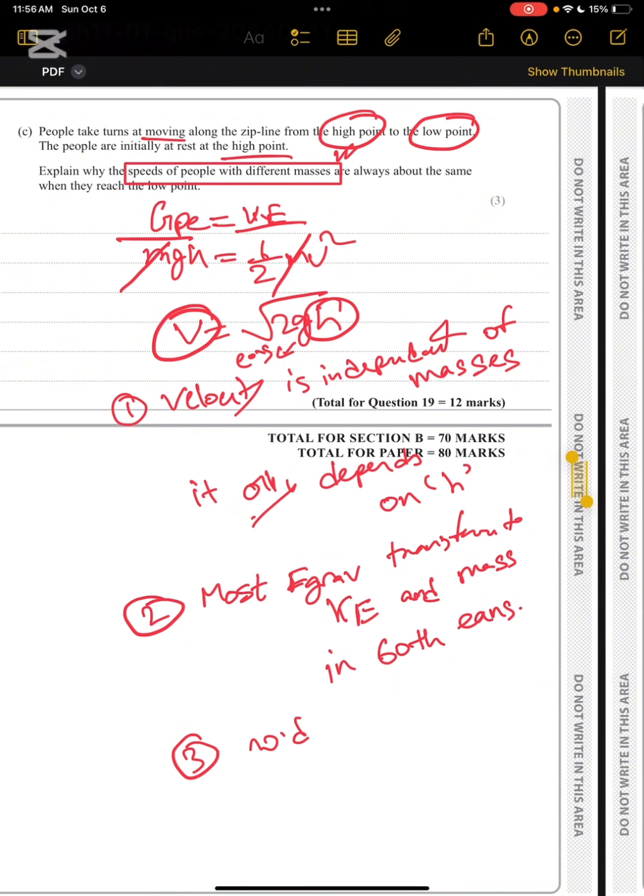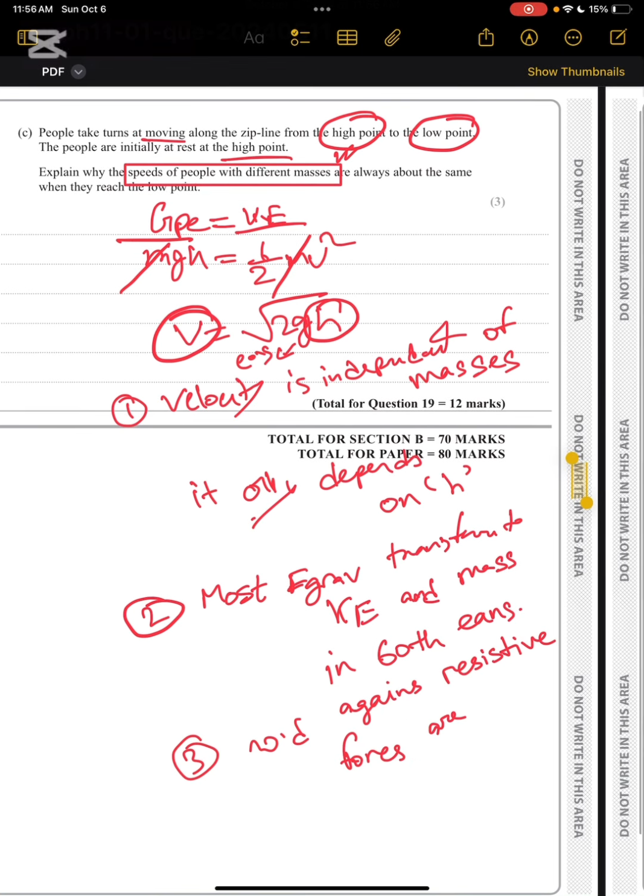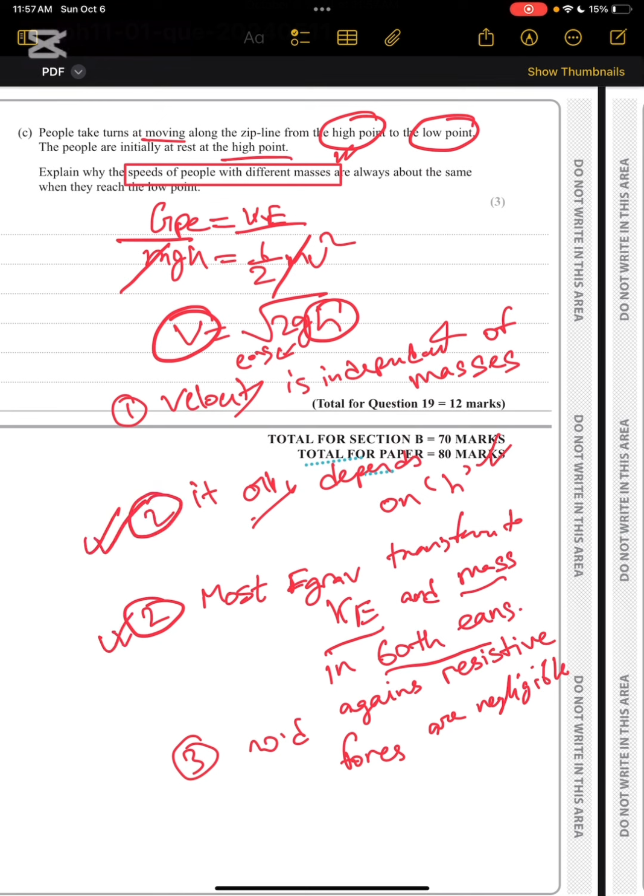Work done against resistive forces are negligible. So we are done. The first point was the velocity doesn't depend upon the masses, it only depends on the h. And the other point was most of the gravitational potential energy is transferred to the kinetic energy and the mass is in both equations.